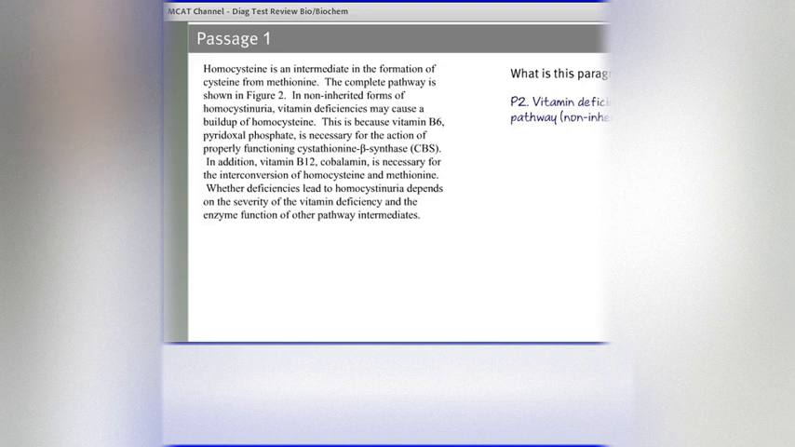Paragraph 2, we could probably outline something like this, right? Vitamin deficiencies, cysteine pathway, blah, blah, blah. But what within this is really likely to be tested?